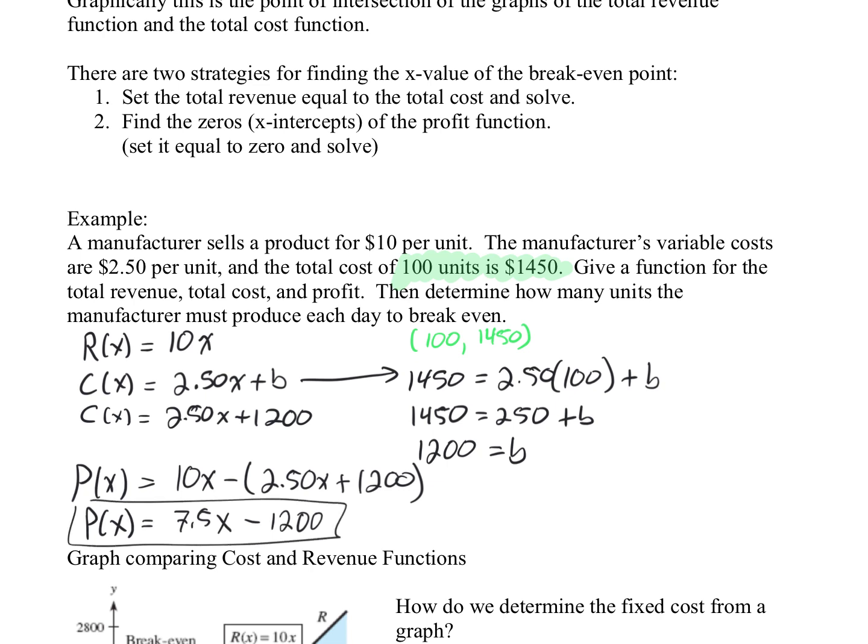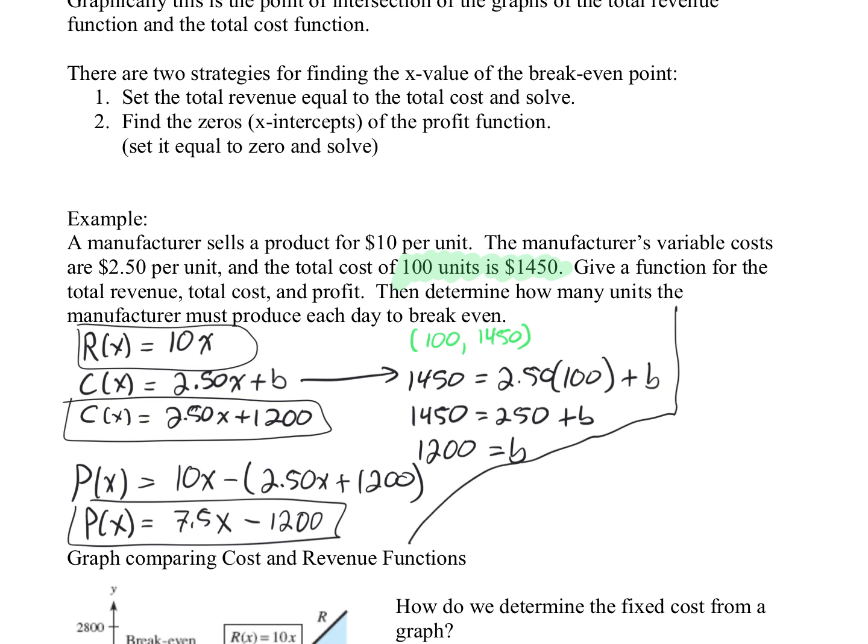We've answered the first three questions that they gave us because we wanted to find a function for each of those three situations. Now we need to determine how many units the manufacturer needs to produce in order to break even. So I'll do this off to the side. We have a break even point. To find the break even point, you can either set R of x equal to C of x and solve. That will give you the x value.